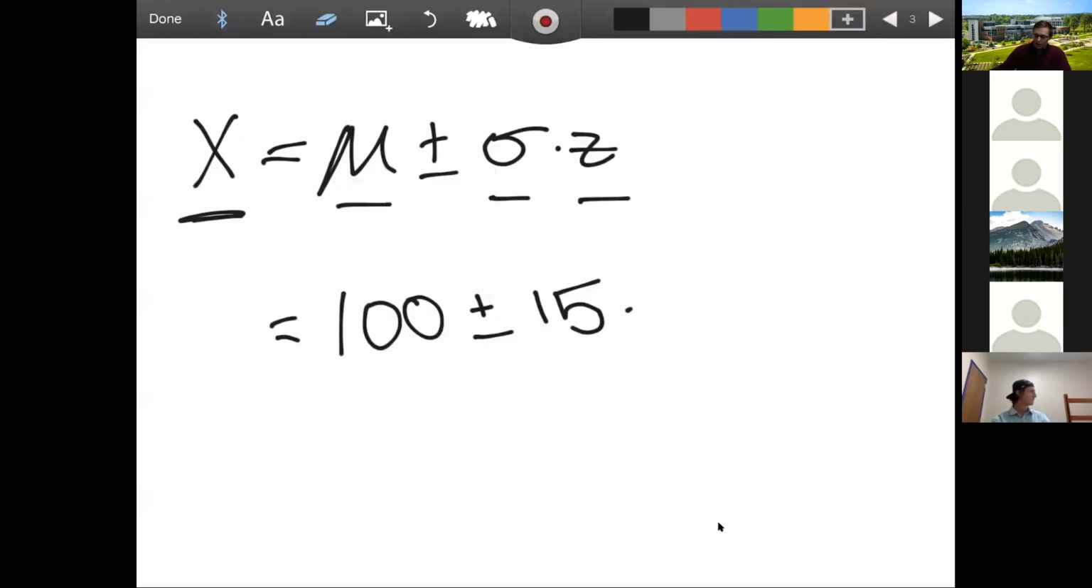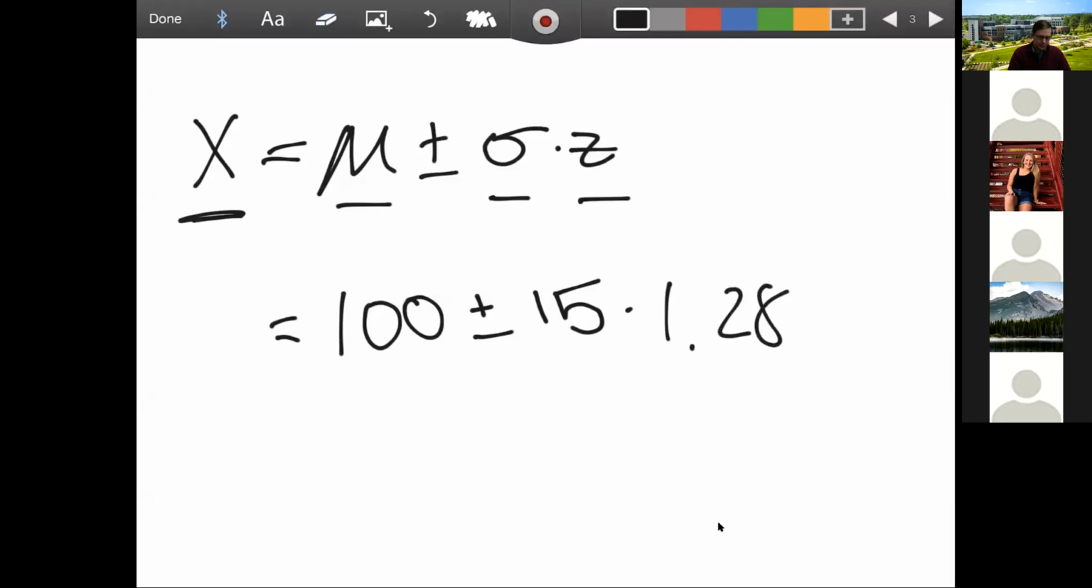So let's go back and share here. So we take that 1.28, and 15 times 1.28 gives us 19.2. So it's 100 plus or minus 19.2.